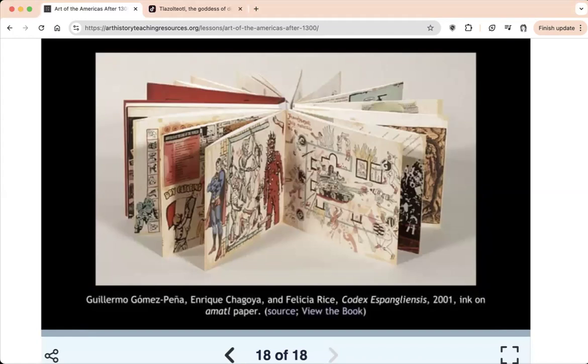And the work is printed on amatl paper, which was the traditional medium of Mesoamerican manuscripts. And the language of the text uses mixed Spanish, English, and the Aztec language, Nahuatl. The narrative includes characters in the history of the Americas, from Hernan Cortez and Moctezuma to Mickey Mouse and Superman, and takes the reader on a journey through the struggles of the Chicano experience.